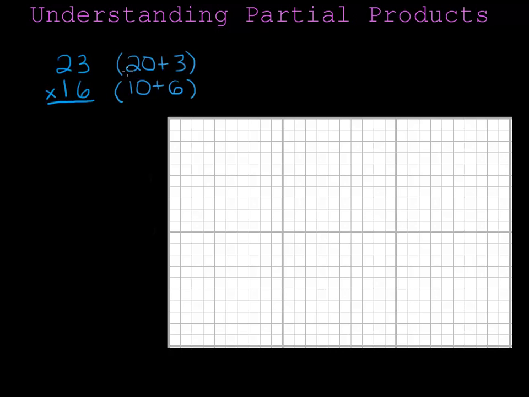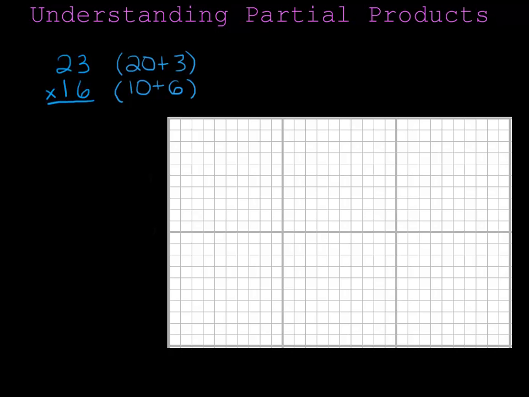So 23 can be broken up into 2 parts, 20 plus 3, and both of these numbers will be easier to multiply, easier to work with. 16 can be broken up into 10 plus 6. Both of these numbers will be easier to work with than the 16 that they make.